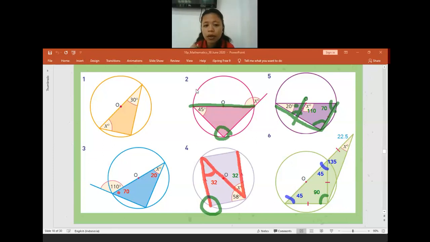Okay, is there anyone having a question about finding the 22.5? No one is confused? No one? Okay. If no one is confused, I will move on to the other things.